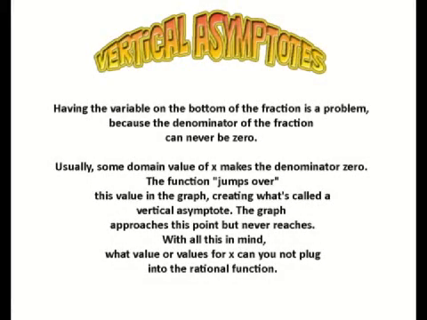Having the variable on the bottom of the fraction is a problem because the denominator of a fraction can never be zero. Usually some domain value of x makes the denominator 0. The function jumps over this value in the graph, creating what's called a vertical asymptote. The graph approaches this point, but never reaches it.